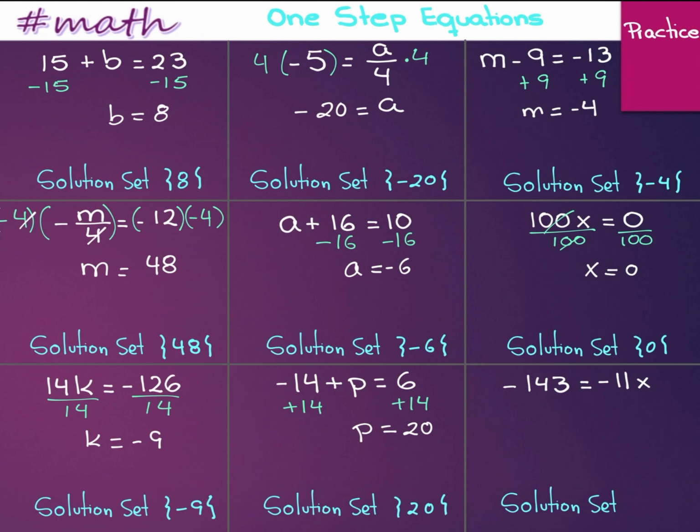And for the last example, we divide by -11 on both sides. And we get these two cancel out. We get x equals negative times negative is positive, so the answer is going to be positive. 143 divided by 11 is 13. And we get the solution set is the set containing the number 13.